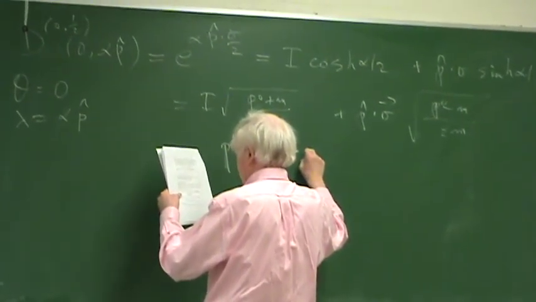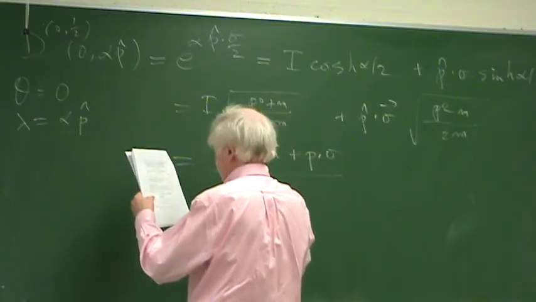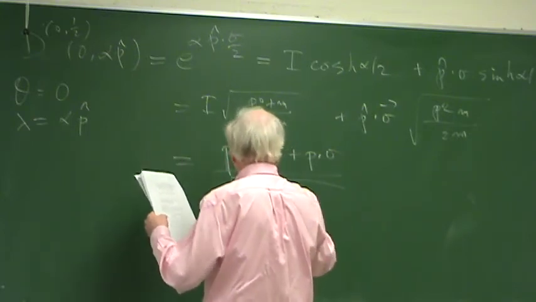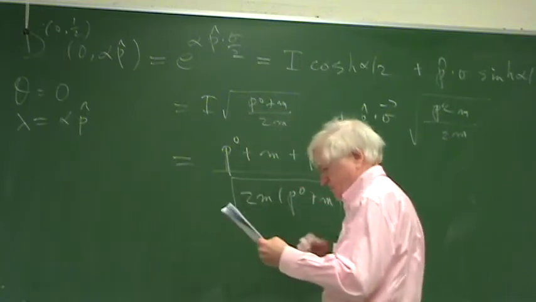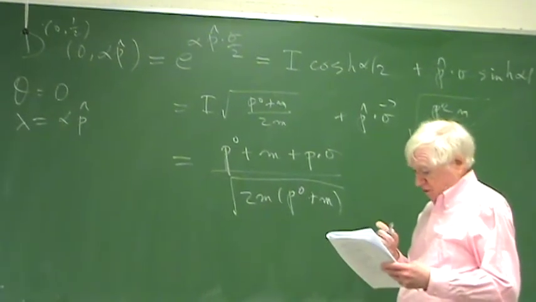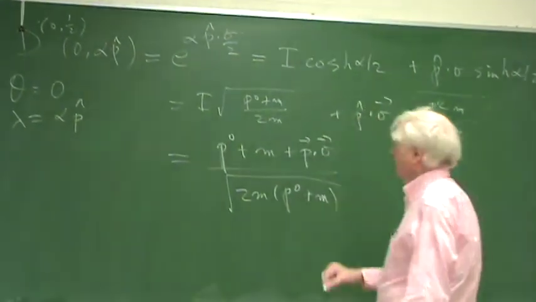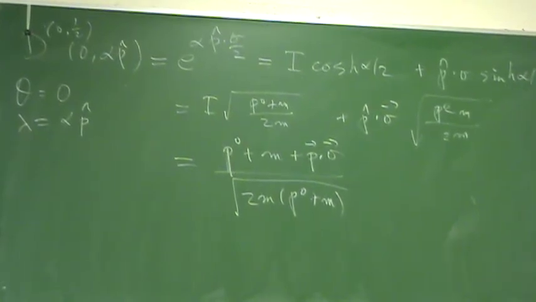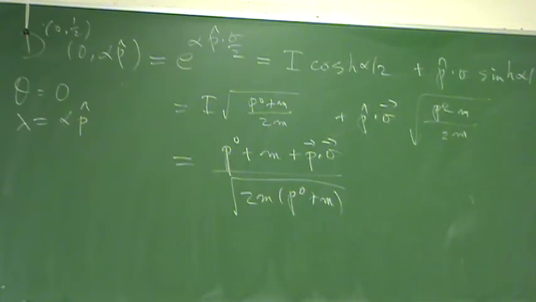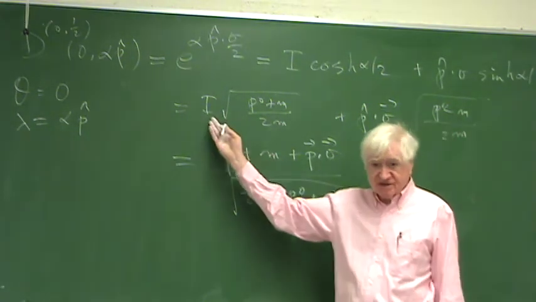well, there's a typo for you. Yeah, that must be a typo. This must be P dot sigma over the square root of 2M(P0 plus M). So that's what that is. In other words, that 2x2 boost representation is going to be this. And I've suppressed the identity. This I is a 2x2 identity matrix.